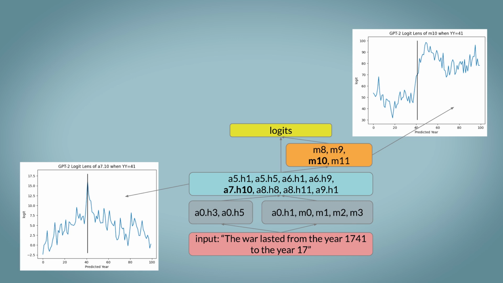Applying the logit lens to a multi-layer perceptron, say M10, shows that M10 upweights the correct answers. All of the years past 41 have a notably higher logit lens value than those that came before, and there's a sharp cutoff between valid and invalid years. In this way, we can determine what role each component plays.